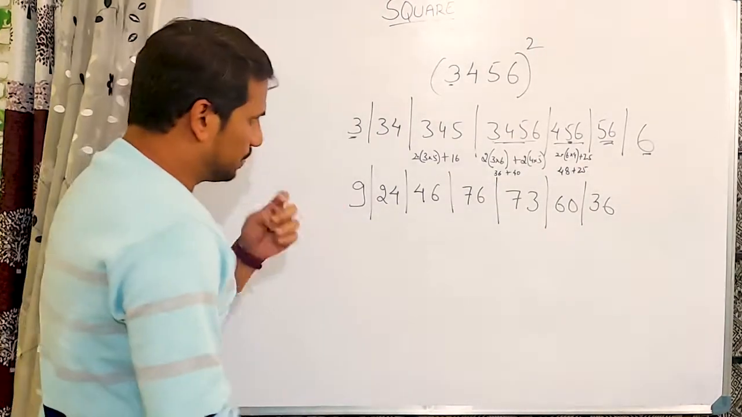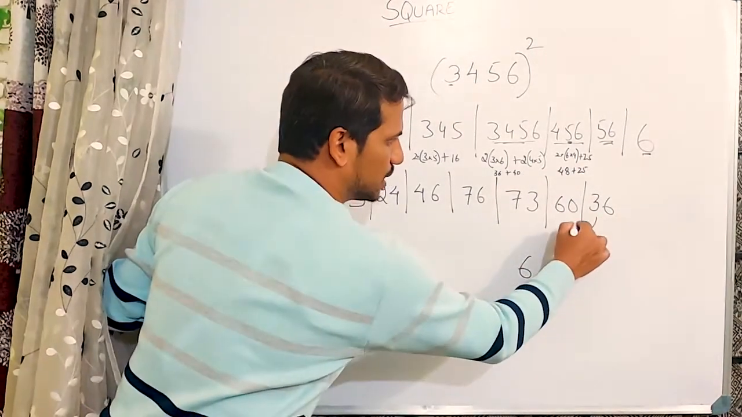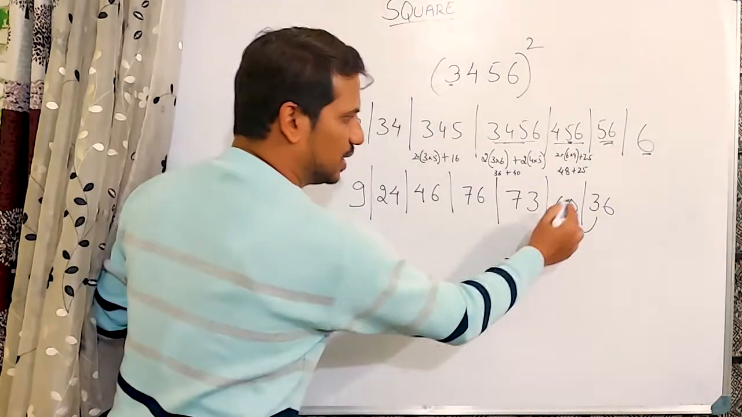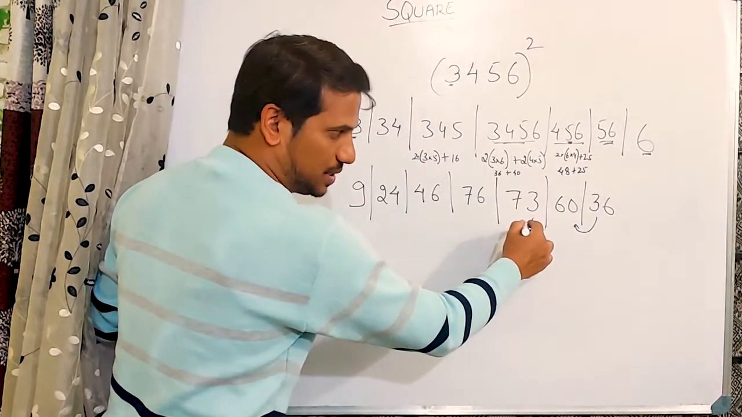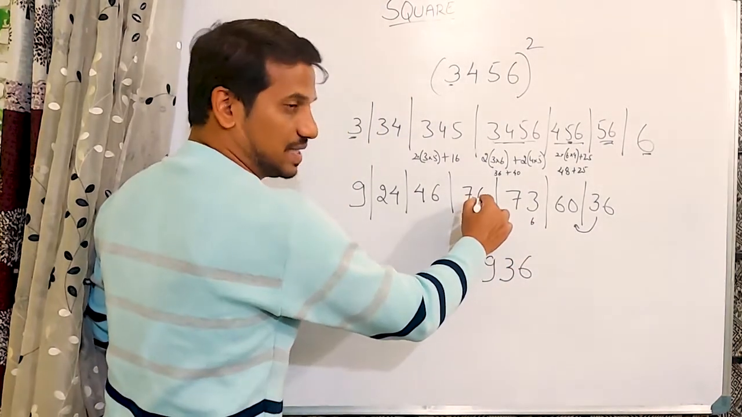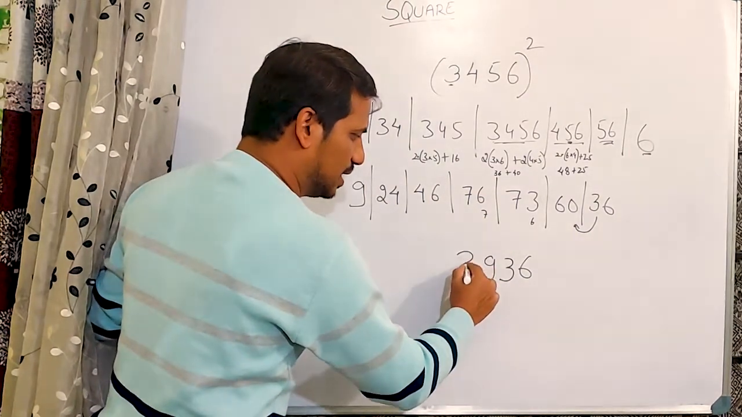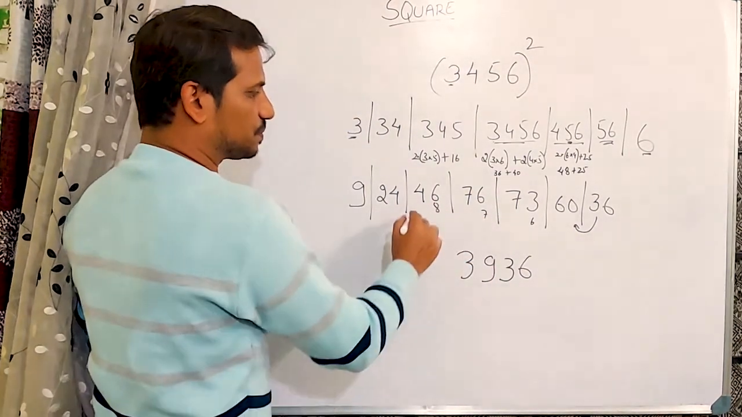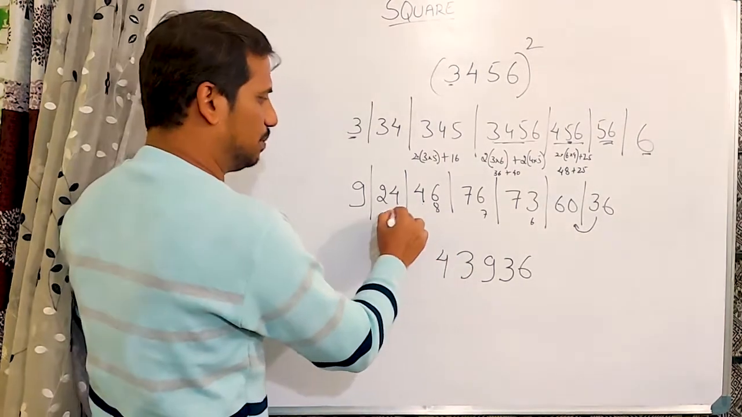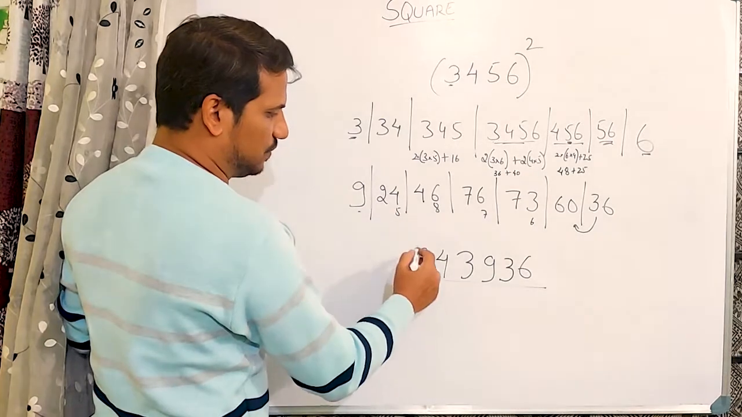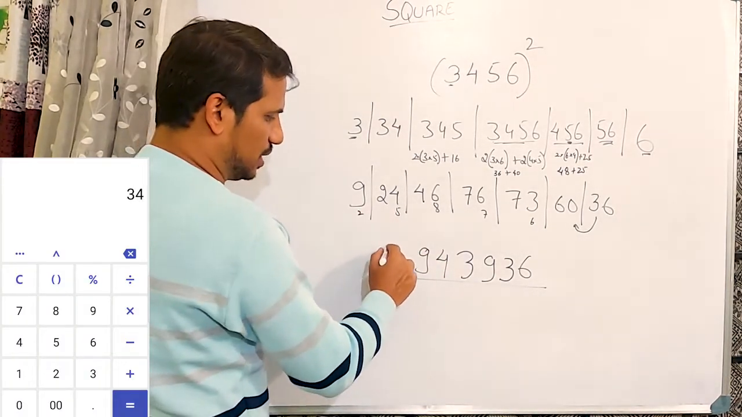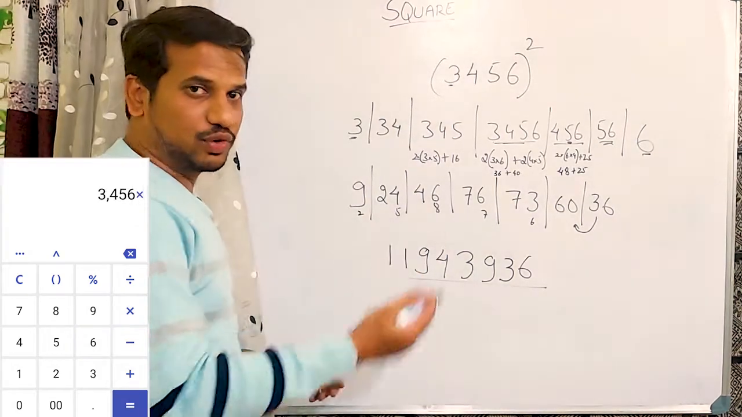Okay, so let's see. It is 6. Pass 3 to here. 60 plus 3, that is 63. We are keeping 3 here. Passing 6 here. 73 plus 6, that is 79. Keep 9. Pass 7. 76 plus 7, that is 83. Keep 3, pass 8. 46 plus 8 is nothing but 54. Let's keep 4 here, pass 5 here. 24 plus 5, 29. Let's keep 9 here, pass 2 here. 9 plus 2, that's 11. So you have got the answer directly.